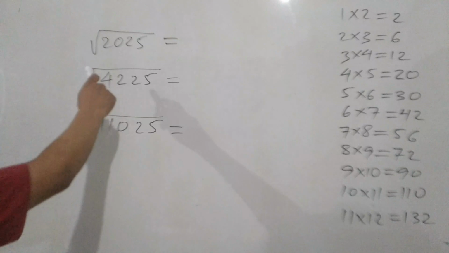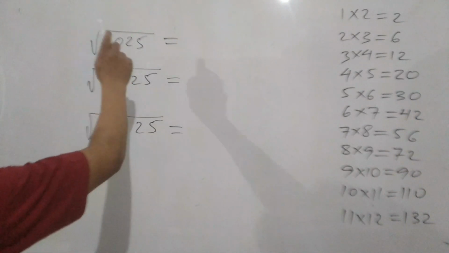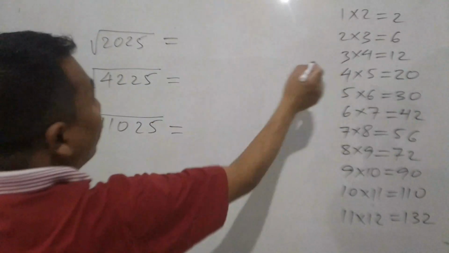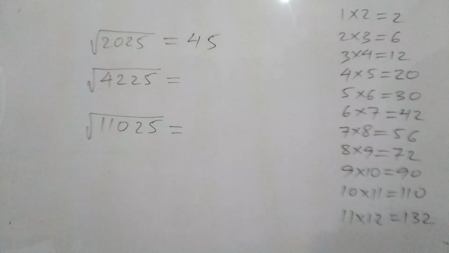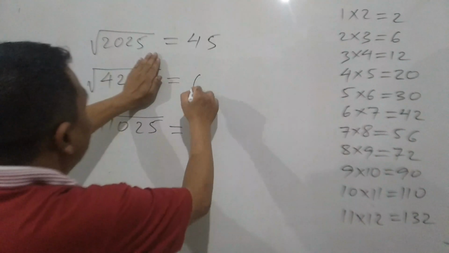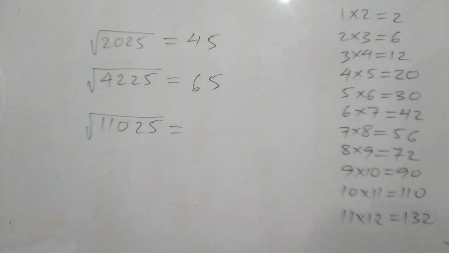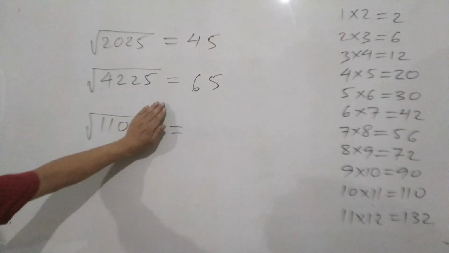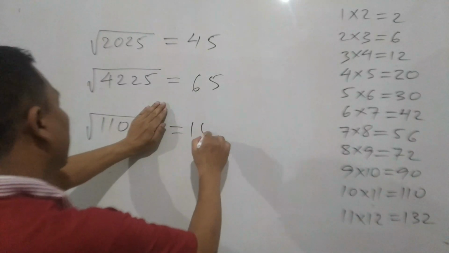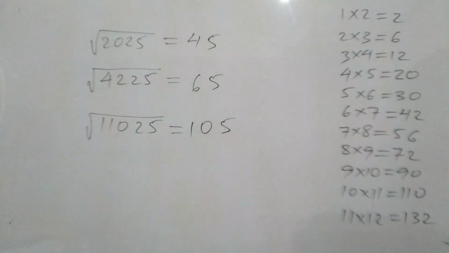What is the value of square root of 2025? 20 is product of 4 and 5. Smaller number is 4. 4, 5. Square root of 4225. 42 is product of 6 and 7. Smaller number is 6. 6, 5. Square root of 11,025. 110 is product of 10 and 11. The smaller number is 10. 5. So simple.